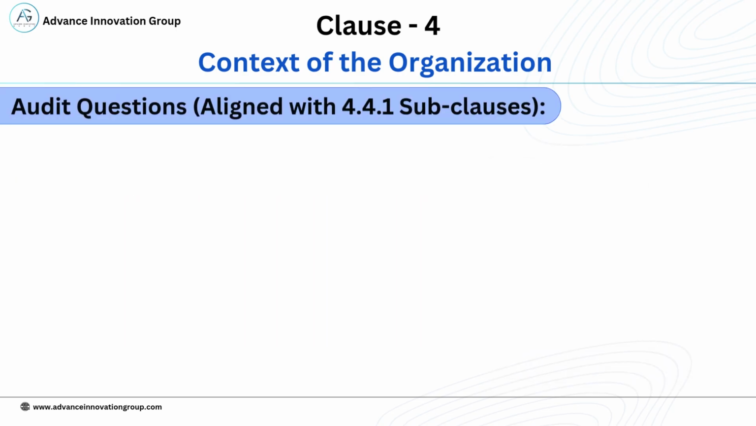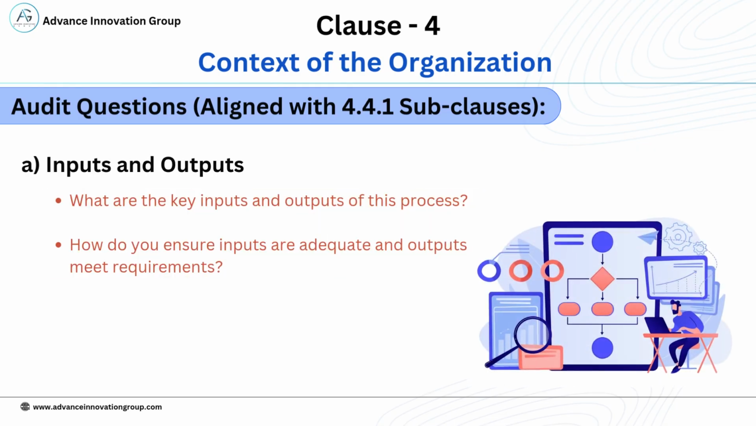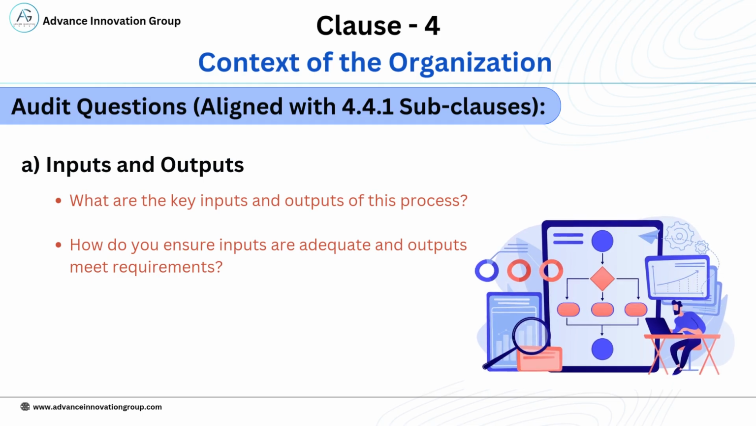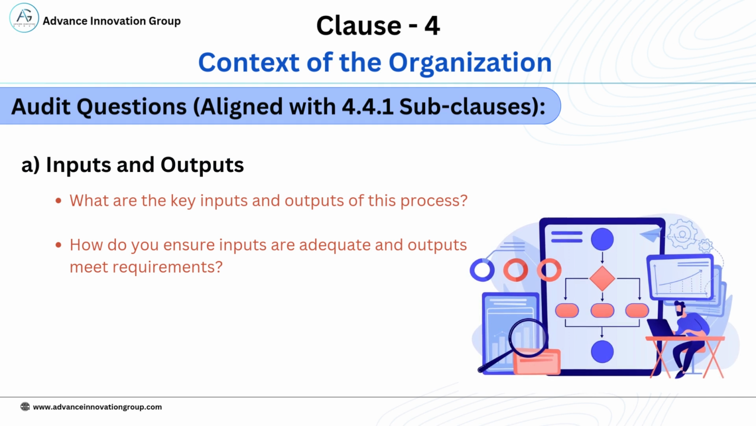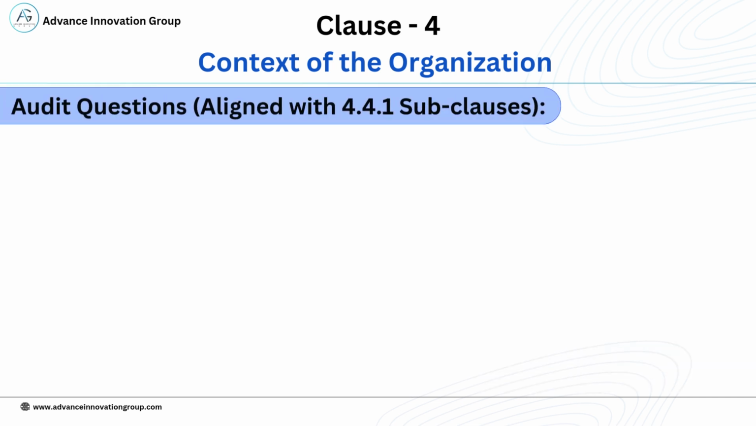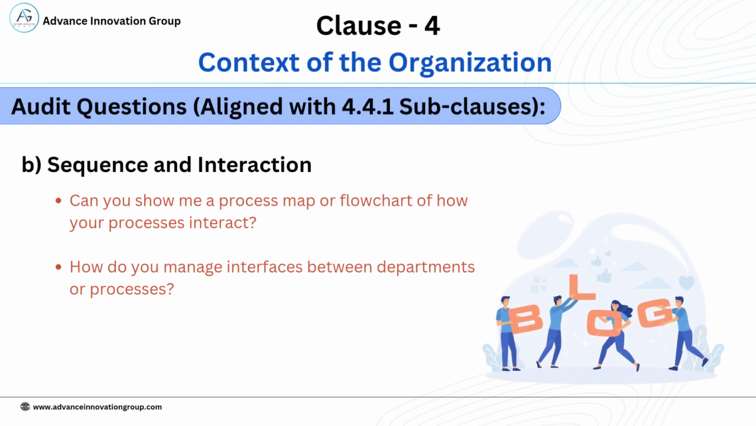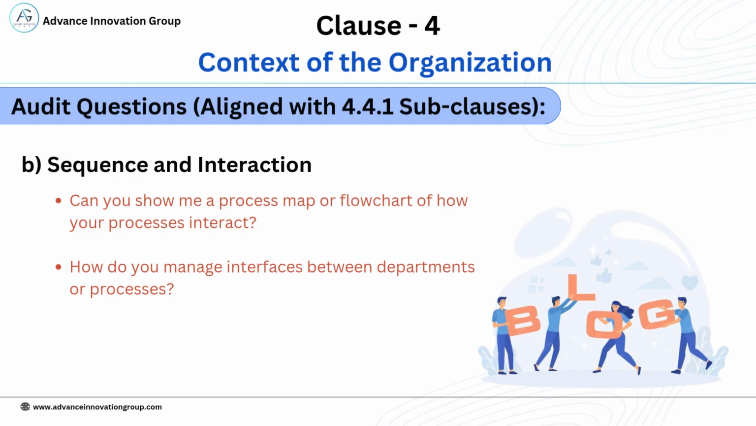Audit questions aligned with 4.4.1 subclauses. A. Inputs and outputs. What are the key inputs and outputs of this process? How do you ensure inputs are adequate and outputs meet requirements? B. Sequence and interaction. Can you show me a process map or flowchart of how your processes interact? How do you manage interfaces between departments or processes?